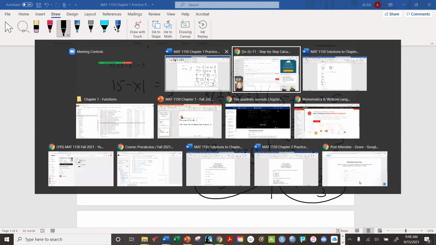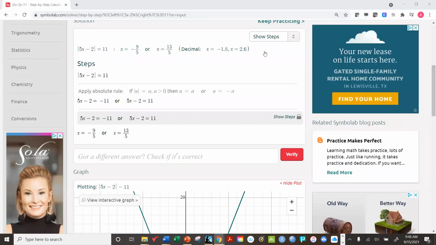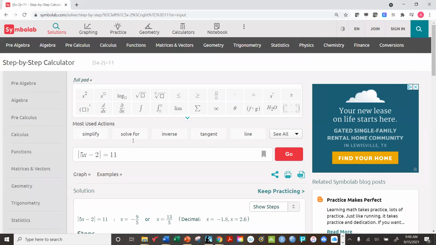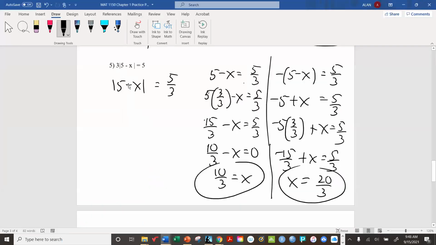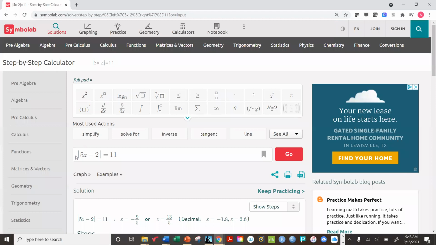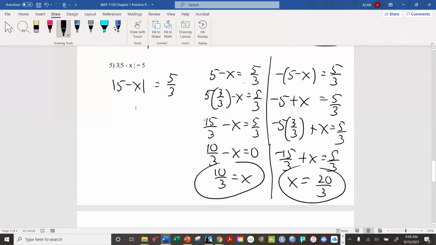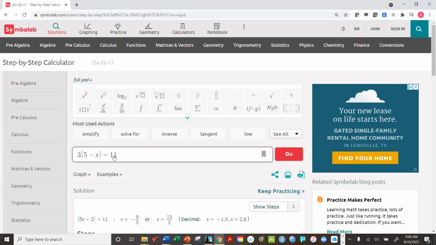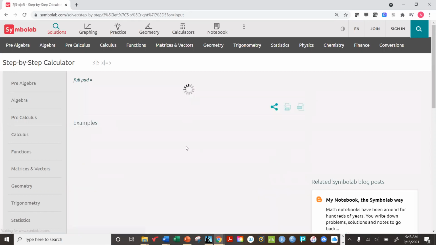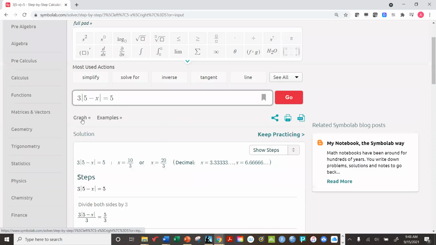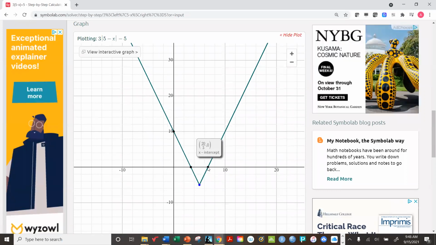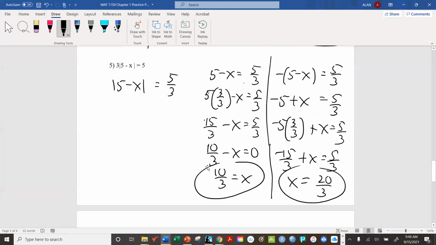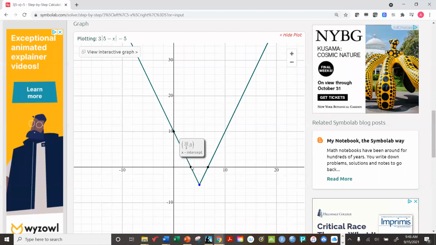But just for the fun of it, let's investigate it on Symbolab. So by the way I've rewritten it, we can leave it like this: 3 times (5 minus x) equals 5. That should take care of it. And we'll see on the graph, what do you know? 20/3, 10/3. Now this time they're both positive.